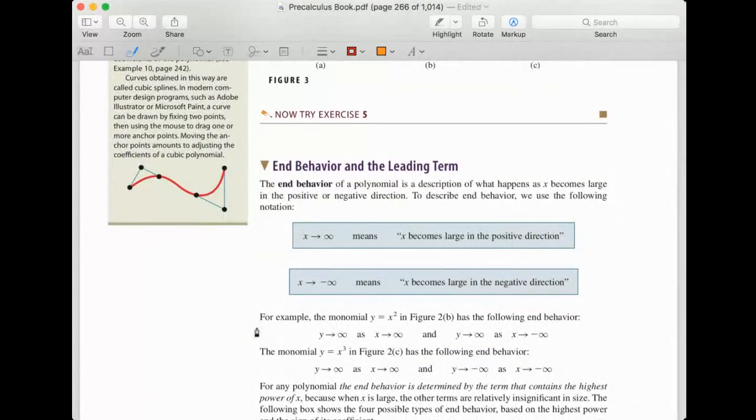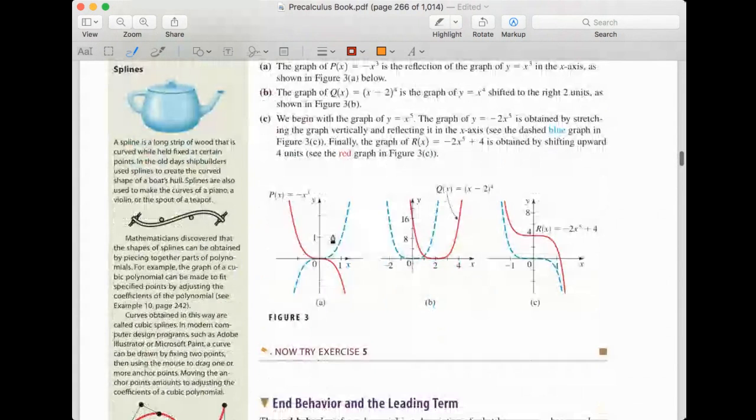Okay, so with polynomial functions, we talk about end behavior and leading term. This is the leading term. In here, the leading term is x raised to the 4. Here, the leading term is negative 2x raised to the 5. And also, end behavior, we're considering this. End behavior for this one.